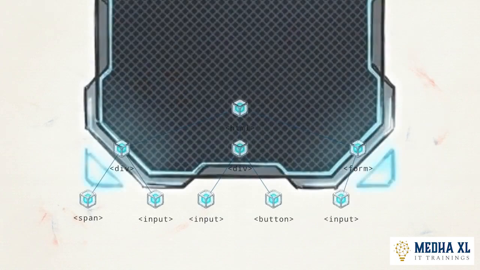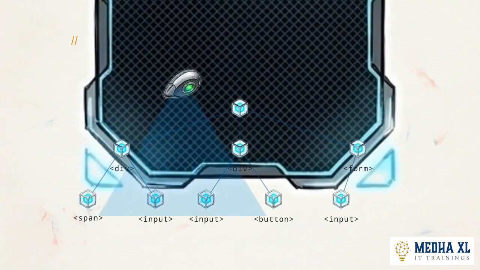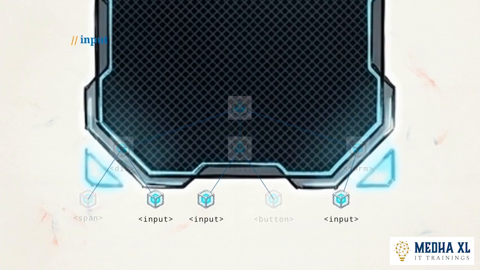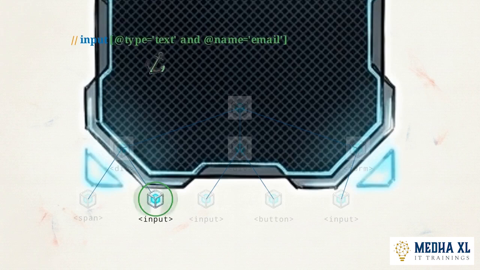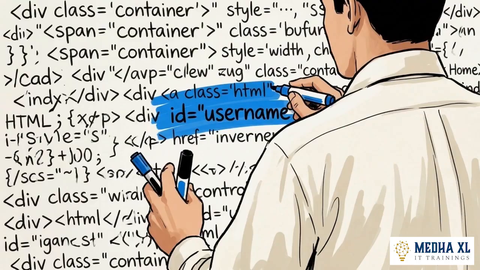Let's break down the syntax. The double slash triggers a relative search anywhere in the DOM. The input tag narrows the search to that element. The attribute condition isolates the exact ID username. For precision, stack multiple conditions using the AND operator. Mastering this syntax allows testers to build specific queries that rely on explicit logic, rather than fragile physical location.